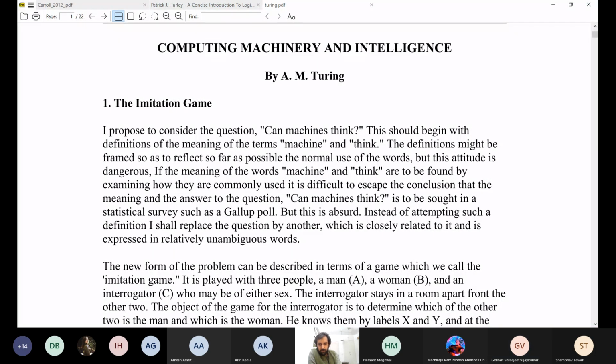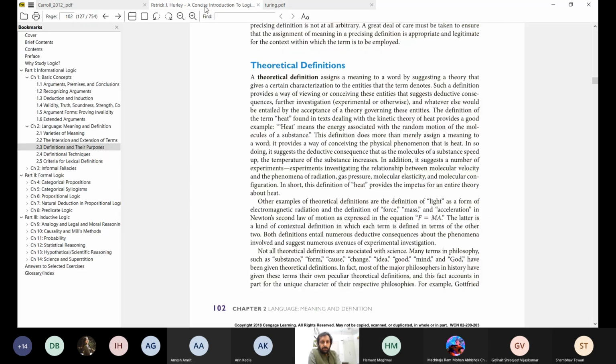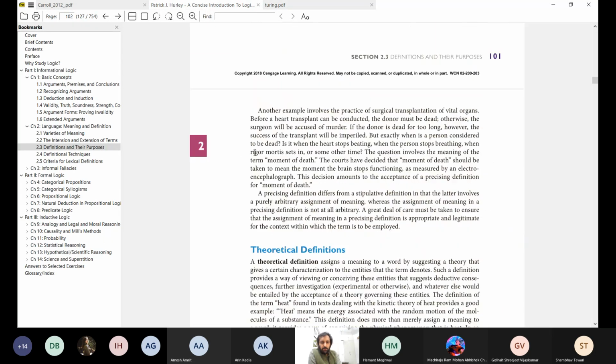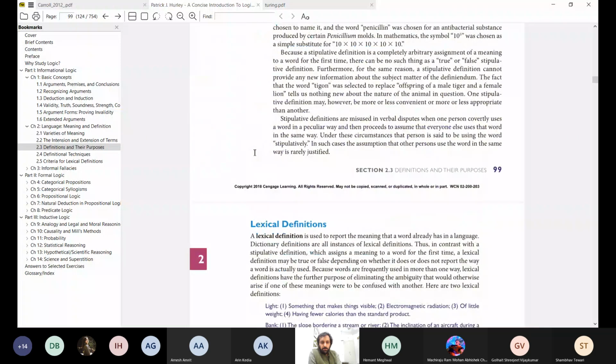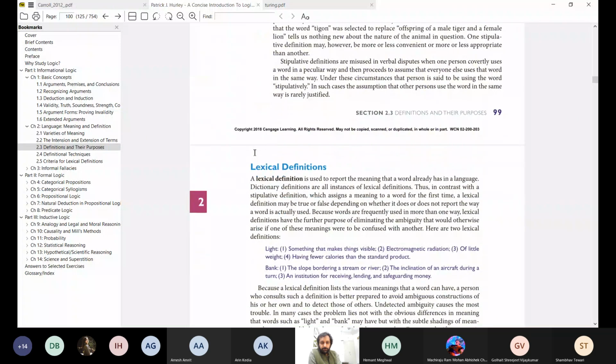Okay, so just pause there. I'm going to ask you to read one other paragraph from Hurley, and this is in the context of what Hurley calls a lexical definition.